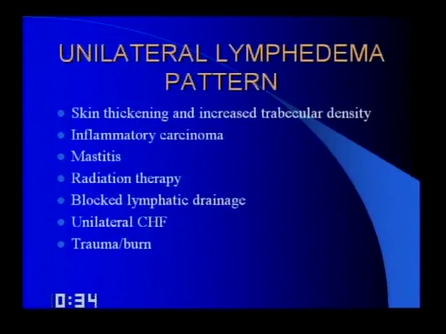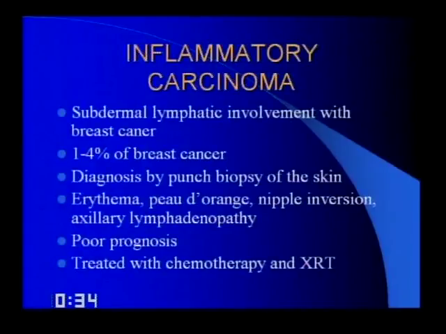This was inflammatory carcinoma. It's subdermal lymphatic involvement with breast cancer. It's 1 to 4% of all breast cancers. It's diagnosed by a punch biopsy of the skin. If you examine the patient, their skin is erythematous. The peau d'orange, their skin looks like an orange peel. The nipple could be inverted. There's axillary lymphadenopathy. It has a very poor prognosis. And it's treated with chemotherapy and XRT. It's usually not treated with surgery. It's neoadjuvant treatment. Most of the time, they don't even know where the cancer is.